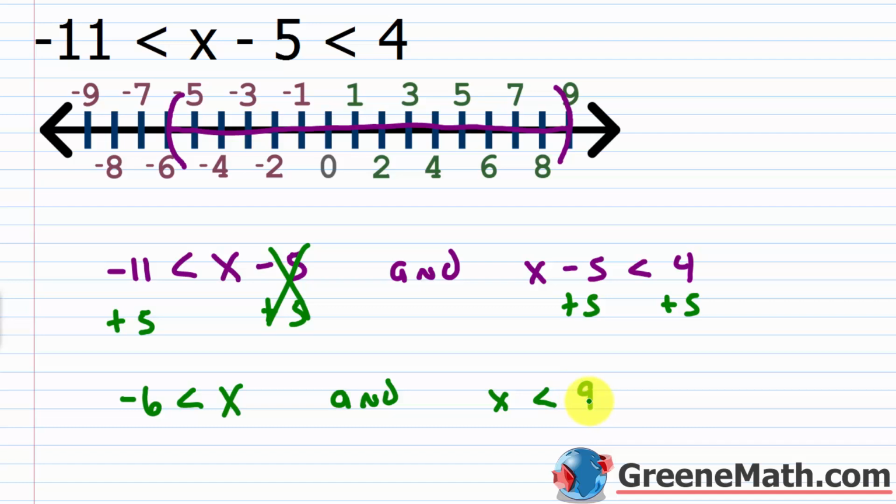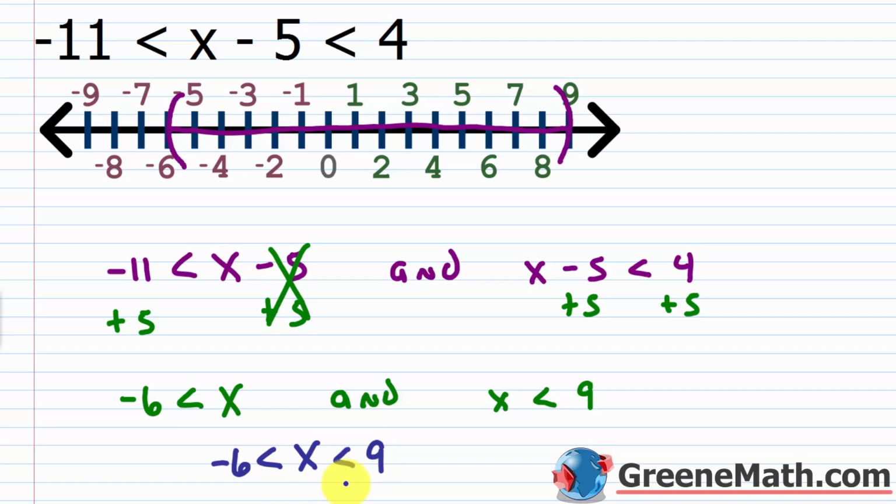It's the same thing. It's just a little bit easier to understand when you put x in the middle and you say x is greater than -6 and less than 9, right? Because this way it's crystal clear that x is a number between -6 and 9, with -6 and 9 not being included because, again, these are strict inequalities.